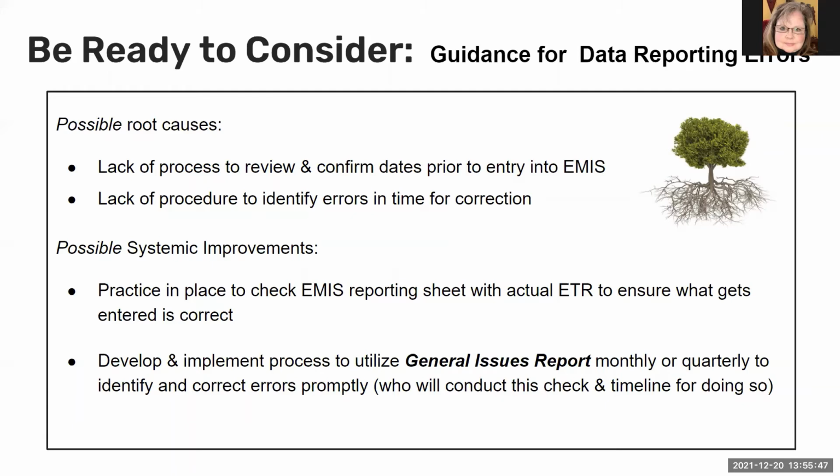A couple of things that might possibly be things to consider for systemic improvement would be to make sure that you have some kind of practice in place by which you're checking the EMIS reporting sheet with the actual ETRs to make sure that there's not anything getting entered into EMIS incorrectly, so that there's not a transposition of numbers or dates or something like that. And then also making sure that you have a process in place in your district to utilize the general issues report, either monthly or quarterly, so that, again, you can identify and promptly correct any errors that do exist.